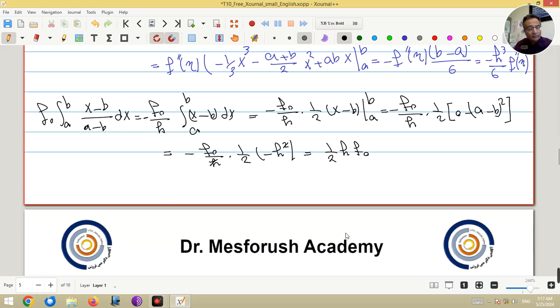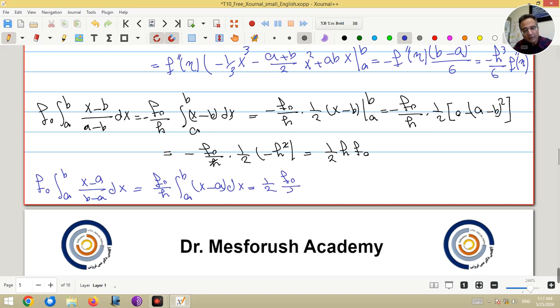And also, if you compute the other term, in fact, integral from a to b of x minus a over b minus a dx, so it will be f1 over h times the integral from a to b of x minus a dx, and this is half f1 over h times x minus a squared from a to b, and this will be 1 over 2h f1. Yeah, should be f1.